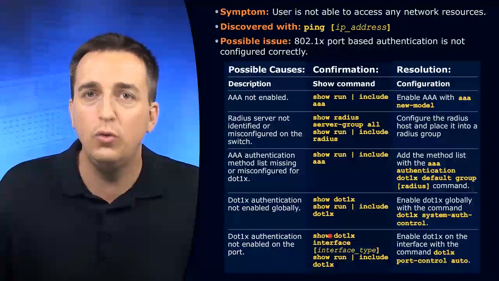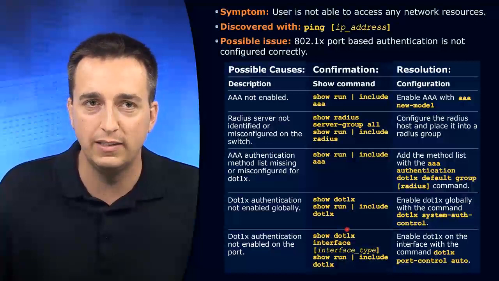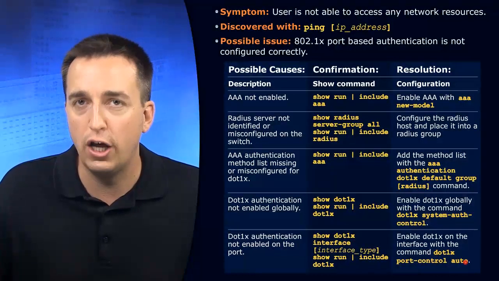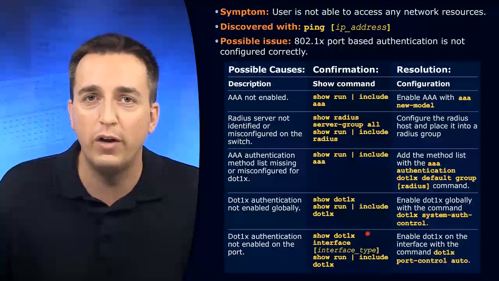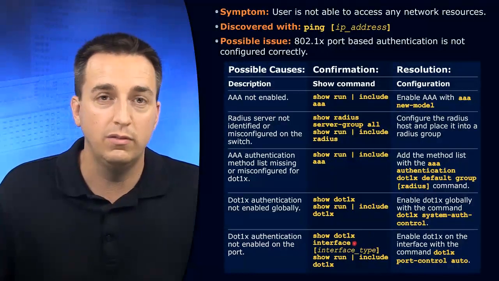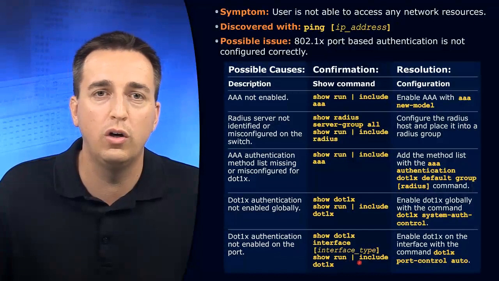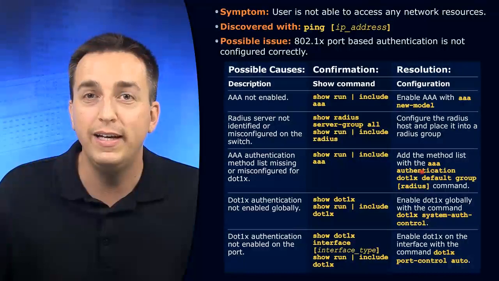Lastly, you need to specify whether it's on or off on an interface by interface basis. You go to the interfaces, and you're going to use the dot1x port-control auto command to do that. To verify which interfaces are enabled for .1x port-based authentication, you type in show dot1x interface followed by the interface type. Or you can type in show run pipe include dot1x and find out where they are in the configuration.